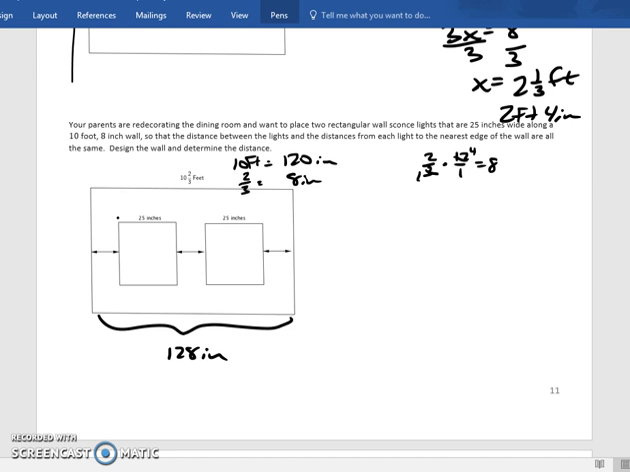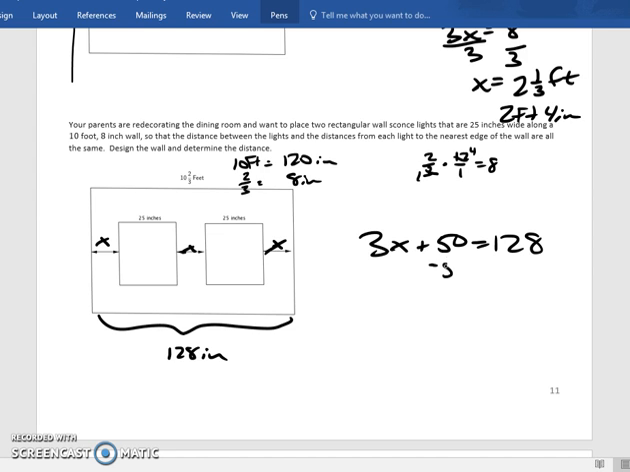Very similar to before. I don't know the distance, so I'll call it x. I know it has to equal 128 inches. So x plus x plus x is 3x, and 25 plus 25 is 50. What a beautiful equation I've got there. Let's go ahead and solve.